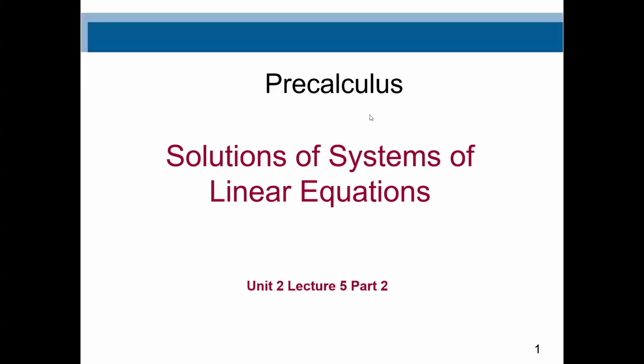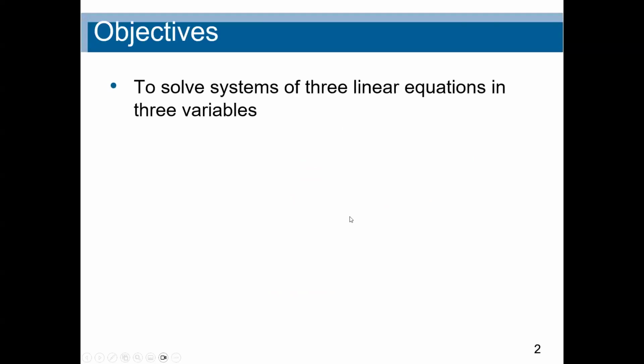Again, welcome back to Precalculus. In these lectures, we are going to learn how to solve a system of linear equations with three variables. So our main objective is to solve a system of linear equations with three variables.